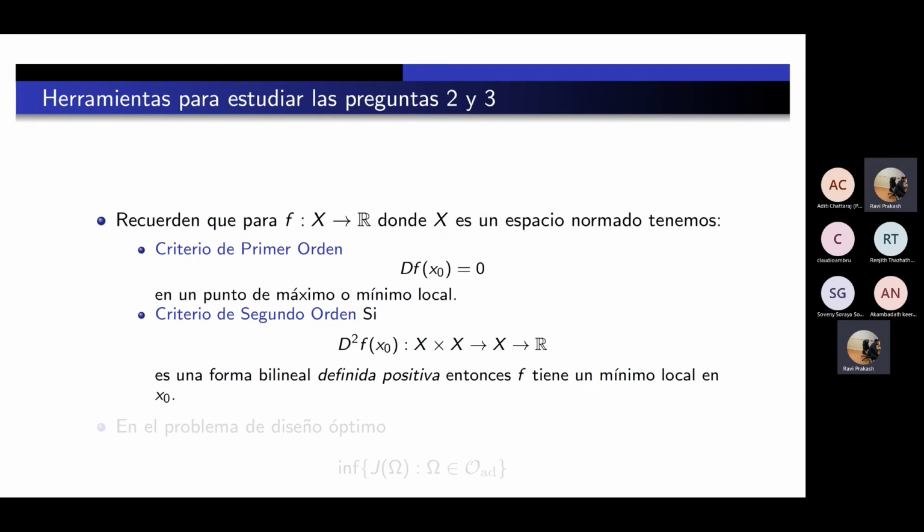In the case of an inner product space, you can think of it as a bilinear form. If this bilinear form is positive definite, then you have a local minimum, and if it's negative definite, then you have a local maximum. This is the equivalent of the necessary and sufficient conditions for Euclidean space, in a Hilbert space, for a function which is defined on some normed space.